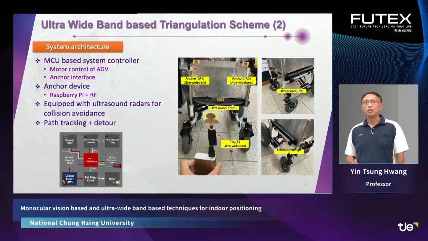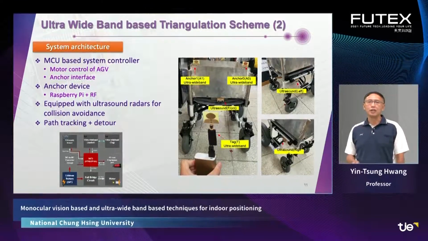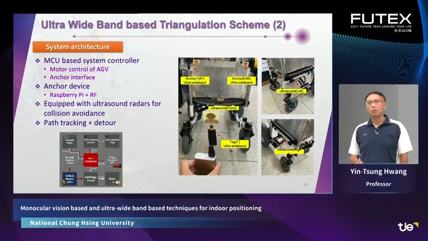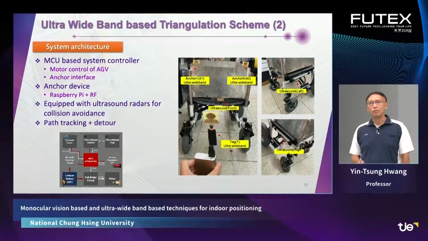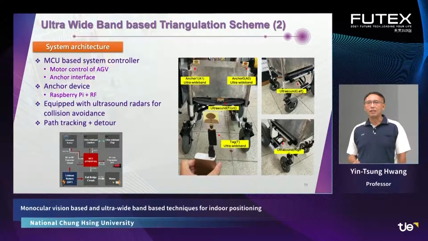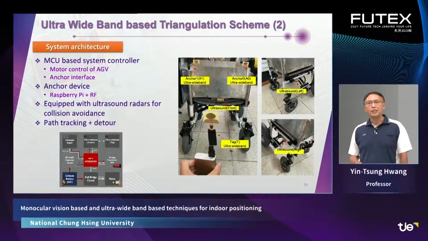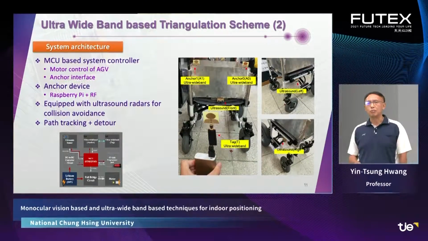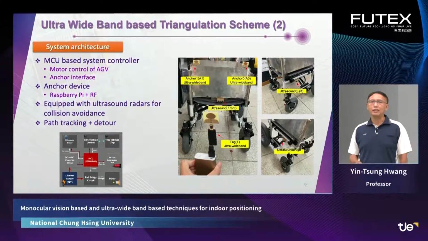This slide shows the system architecture. It has a Mac-based system controller, which is responsible for the motor control of the AGV and provides interface with anchor devices. The anchor device consists of a Raspberry Pi and an RF module. The AGV can be equipped with ultrasound radars for collision avoidance. It also has preliminary path tracking and detour capabilities.